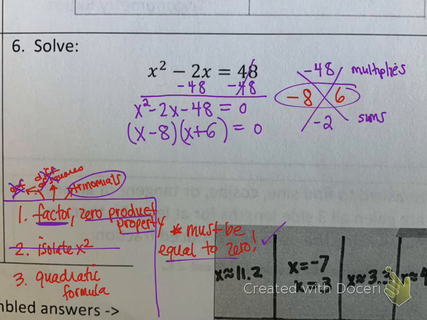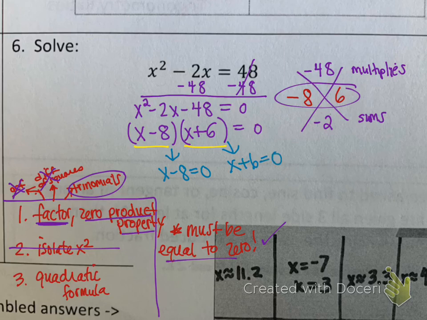So I completed the factoring part, but to find the two solutions, you still have to apply the zero product property. So the zero product property says if I am multiplying these two values together and my answer is 0, then one of these has to be 0. So either x minus 8 has to be equal to 0, or x plus 6 has to be equal to 0.